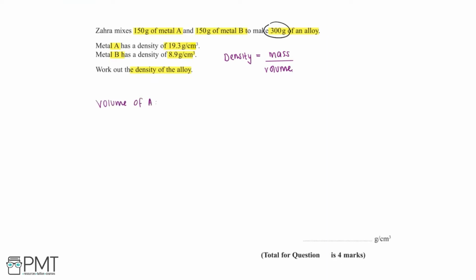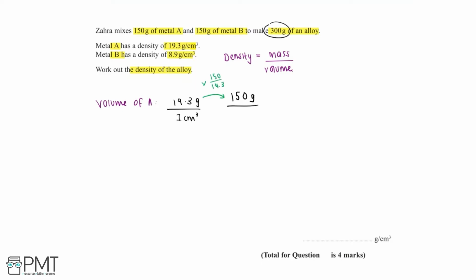We're told that the density of A is equal to 19.3 grams per centimeter cubed. So we can say that in 19.3 grams, there is 1 centimeter cubed of metal A. Now we have 150 grams of metal A. So we need to find the volume that we'll have in 150 grams. And so to get from 19.3 grams to 150 grams, we can multiply by 150 divided by 19.3.